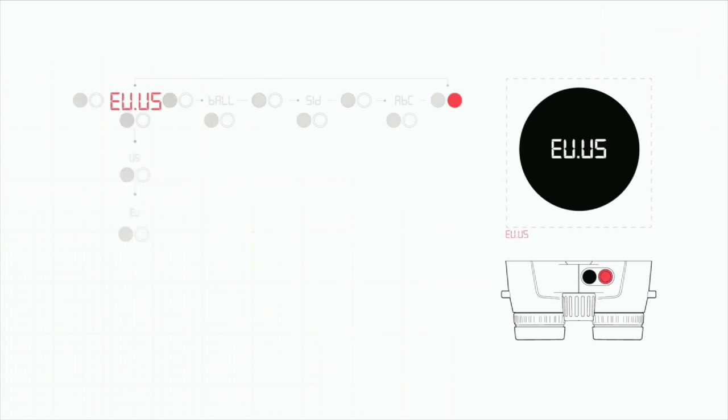The EU-US menu allows you to pick your unit of measure. With a US selection, your distance measurements will be measured in inches and yards and degrees in Fahrenheit, whereas the EU will deliver distance in centimeters and meters and degrees in Celsius.